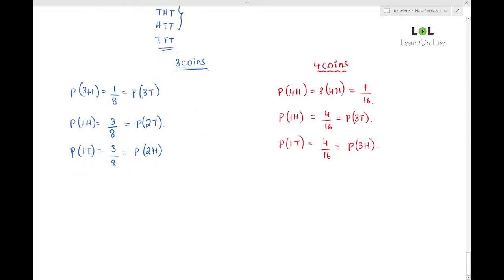Now, suppose I ask, what is the probability of 2 heads? How do we calculate that? This is a little tricky part. Observe. How can we directly calculate that? 2 heads means I take any one possibility: head, head, tail, tail. Or I can get it as head, tail, head, tail. And likewise, many cases.